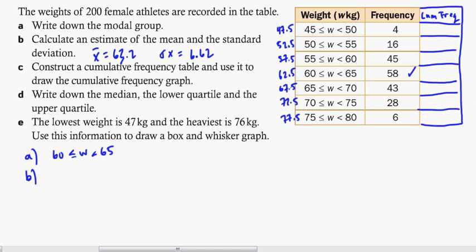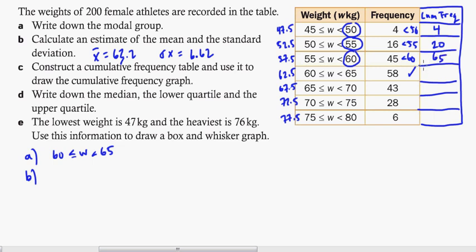If we look here, this is 45 to 50 kilograms, so you always look at the end right here. So all the ones less than 50. Well, there's 4 of them. That's the first one. Now, let's look at this one. Less than 55. Well, it's 16 of them plus that one. So you just add them together. So it's going to be 16 plus 4, which is 20. Now, the ones that are less than 60. So less than 60 is going to be add 45 to 20, which would be 65.